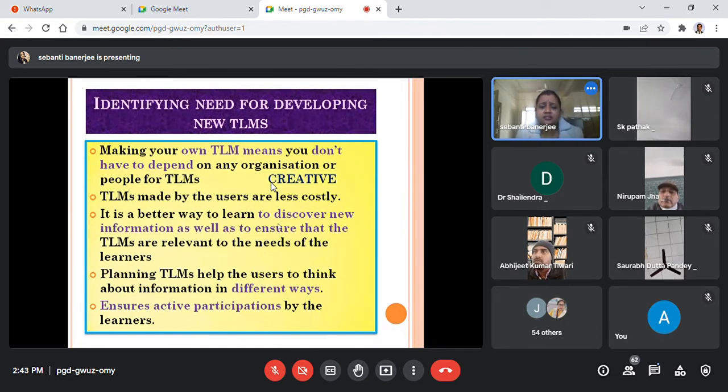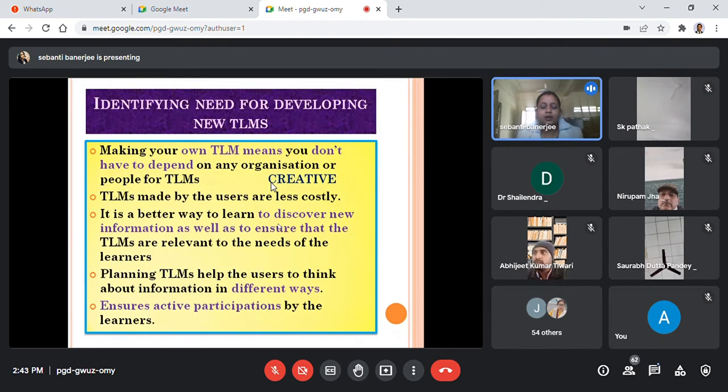Earlier we have discussed that it will vary. The requirement of TLM varies according to each section. So we have to make lots of TLMs. That is why it is better to keep it cost effective. Next, to deliver new information as well as to ensure that the TLMs are relevant to the needs of the learners.